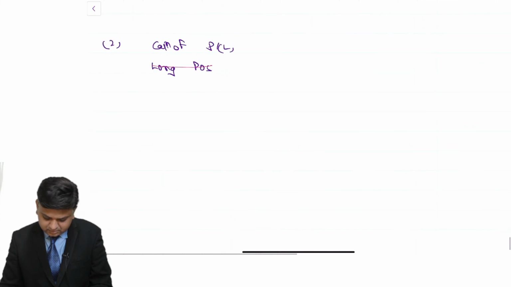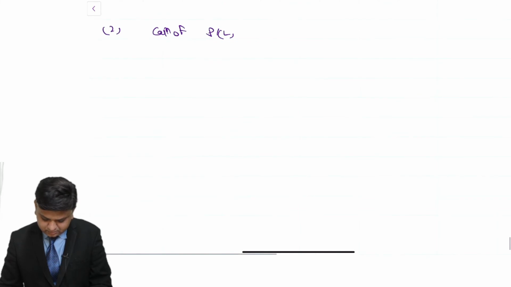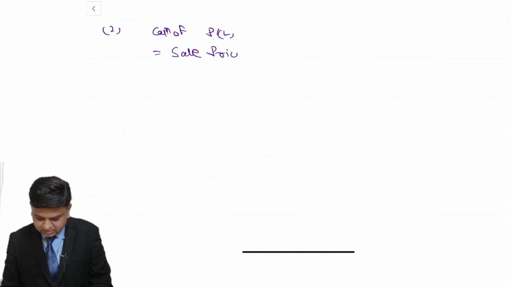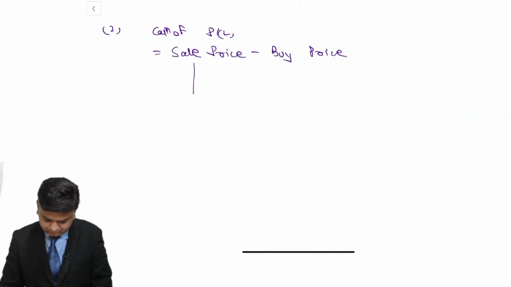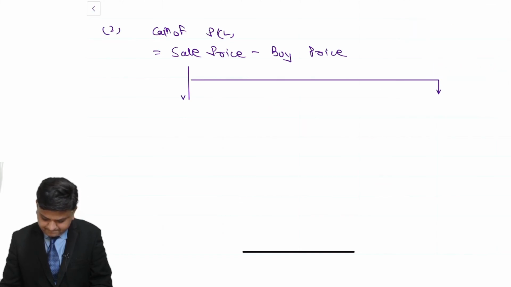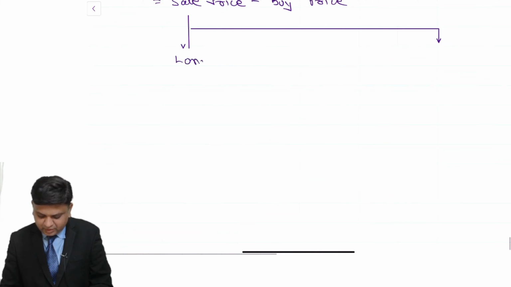In that, sale price minus buy price is the profit or loss, for long position and for short position.